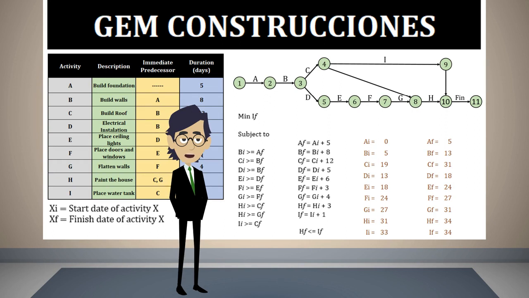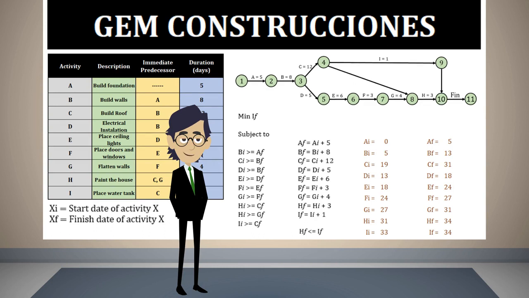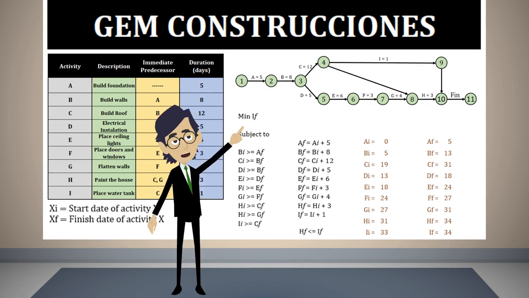Now, let me add the duration of the activities to the network. As you can see, we can travel from node A to node B in 5 days, and if we continue traveling with no delays, we could get from node 1 to node 3 in 13 days. If we continue doing this, starting an activity as soon as its predecessor is finished, we will obtain the following.